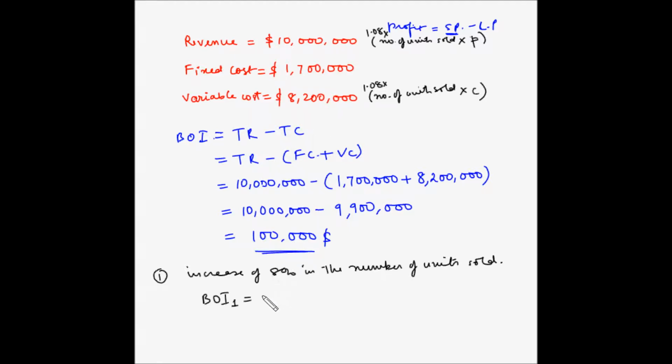So now it becomes 1.08 multiplied by 10 million, minus fixed cost, which is the same, so 1.7 million, plus the variable cost is also increasing, so 1.08 multiplied by 8.2 million.